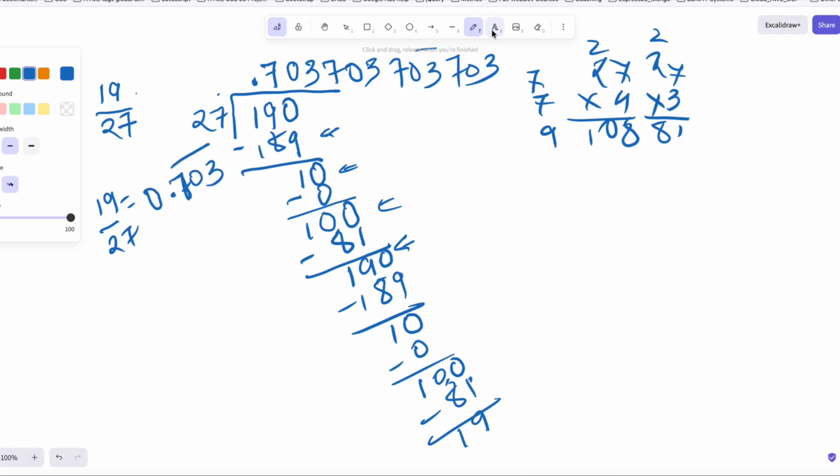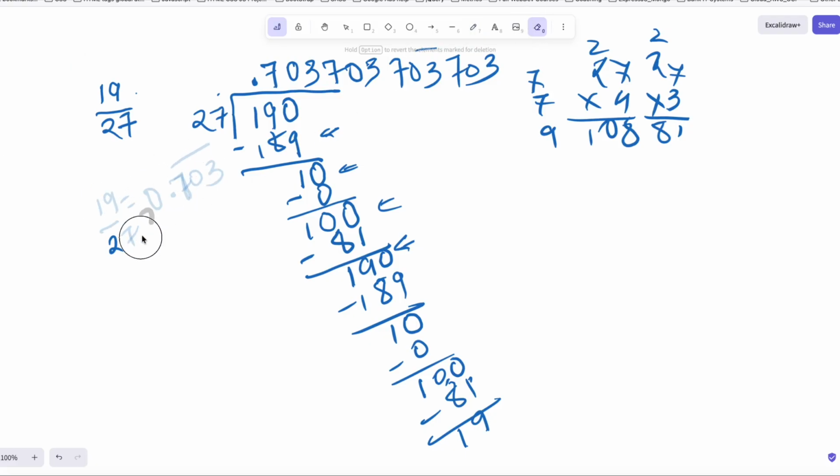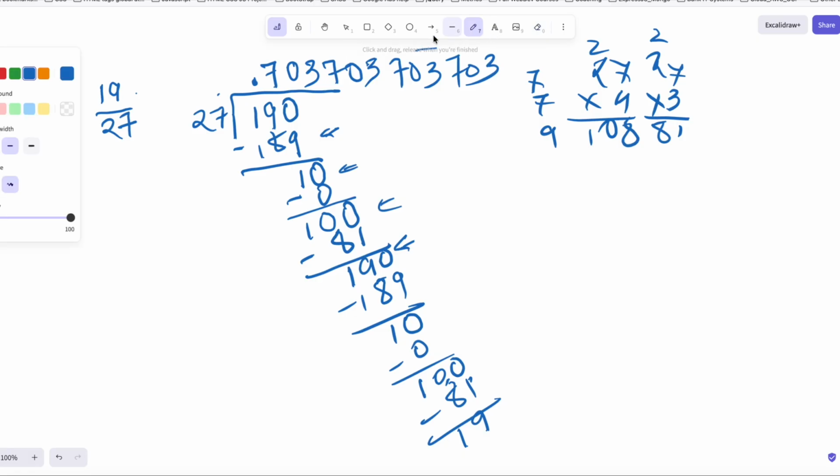So actually, let me write it here so that it's clearer. The way you would write this division is, 19 over 27 equals 0.703. Now instead of writing 703 all the way here, you just put a dash on top. This dash indicates that these 3 digits are going to keep repeating. Okay. All right, so that's the first example.